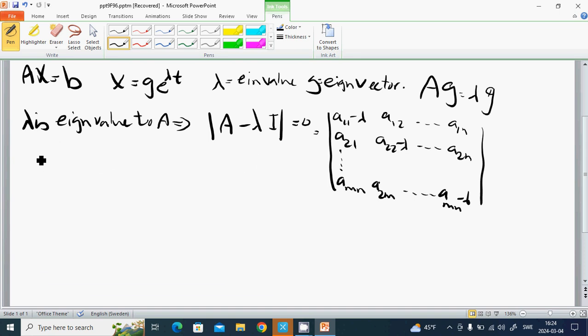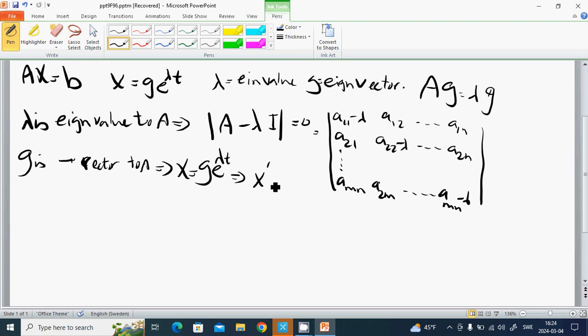If g is an eigenvector in R^n, then x is g e^(λt), and it is a particular solution to this differential equation x' = Ax. We note here that x prime is the derivative.